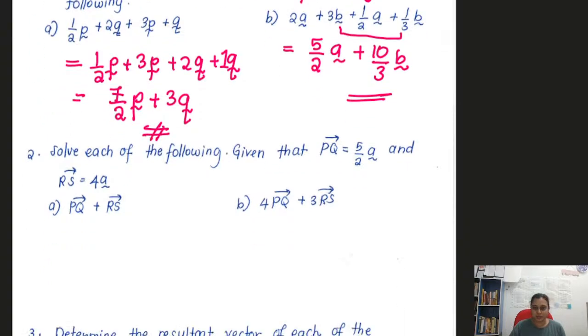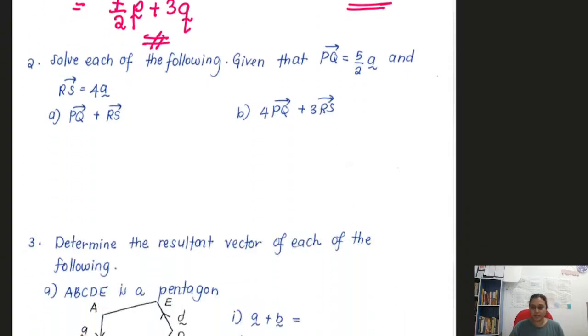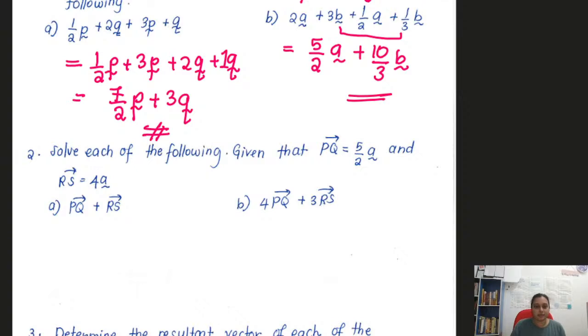Okay, number 2. Solve the following. Okay, selesaikan. PQ is 5 over 2A. RS is 4A. Okay, they gave us the value, so you just ganti only. Dah beri nilai, ganti sahaja. Okay, A. PQ plus RS, you just substitute. 5 over 2A, RS is 4A.